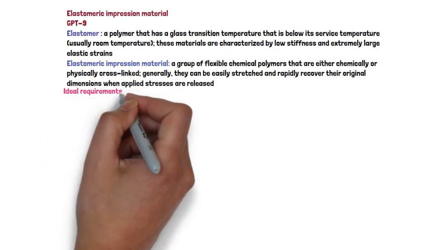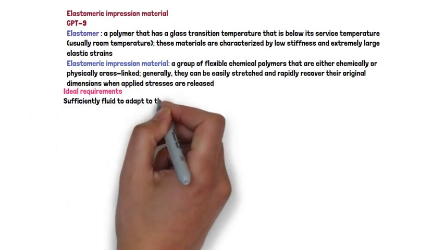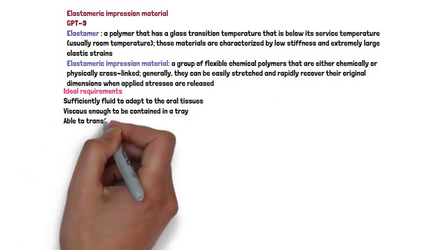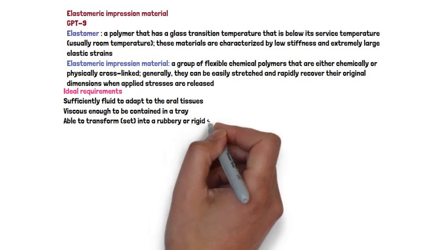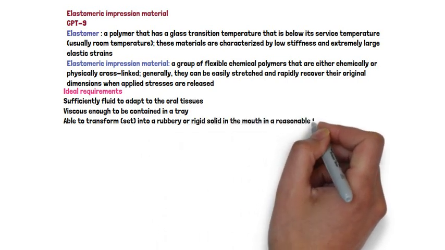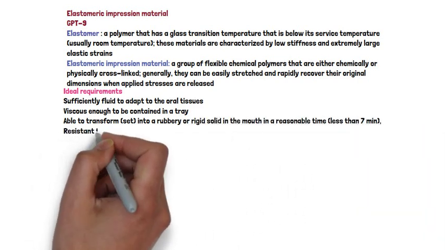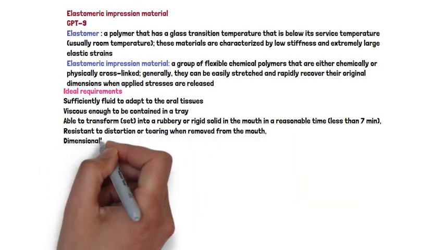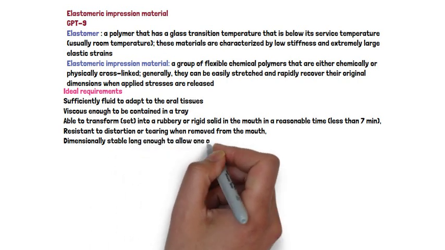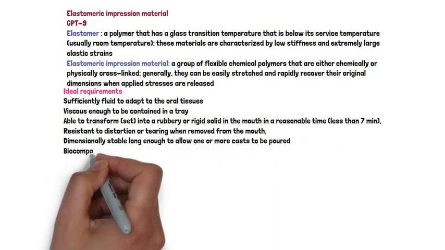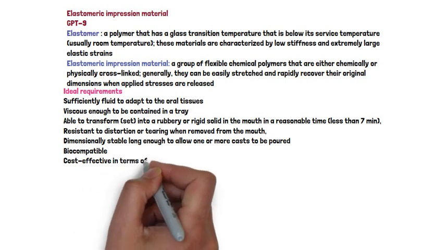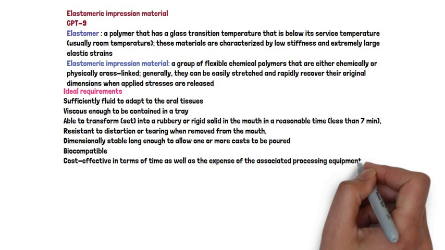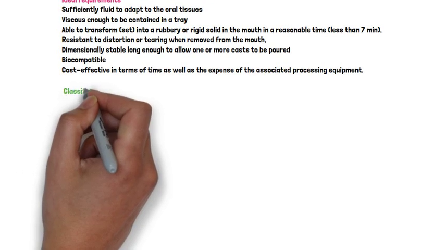Ideal requirements: sufficiently fluid to adapt to the oral tissues, viscous enough to be contained in a tray, able to transform, or set, into a rubbery or rigid solid in the mouth in a reasonable time, less than 7 minutes. Resistant to distortion or tearing when removed from the mouth. Dimensionally stable long enough to allow one or more casts to be poured. Biocompatible. Cost-effective in terms of time as well as the expense of the associated processing equipment.